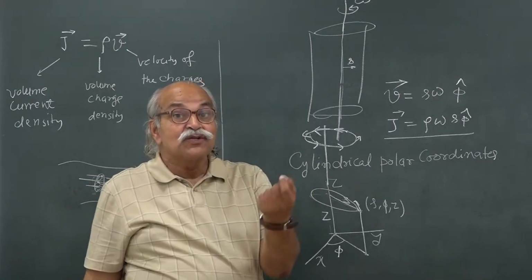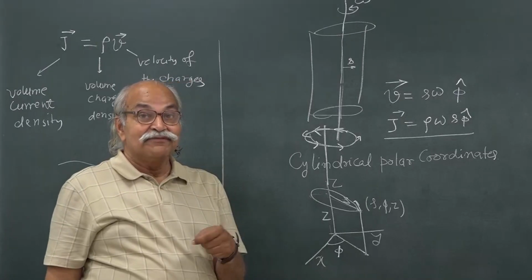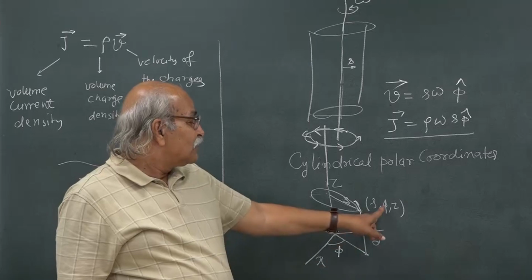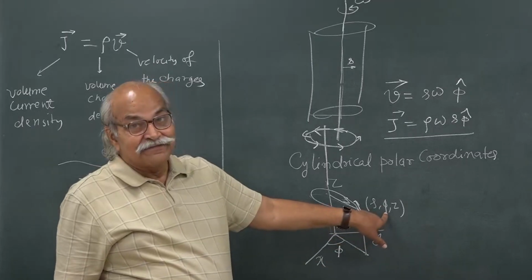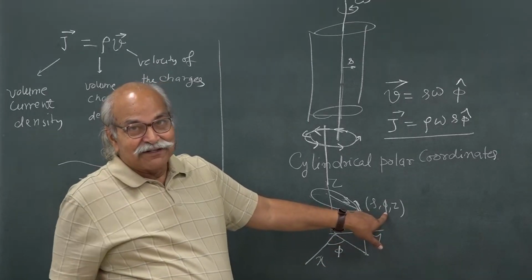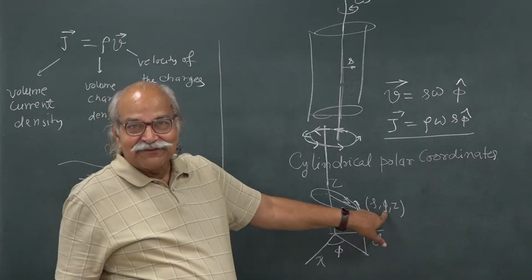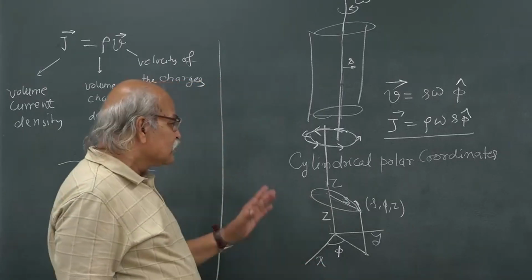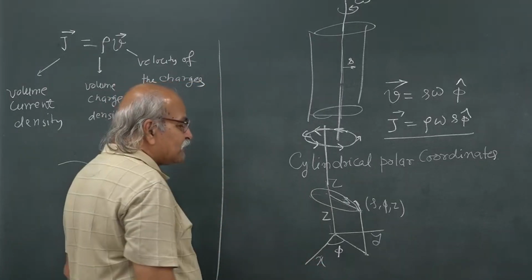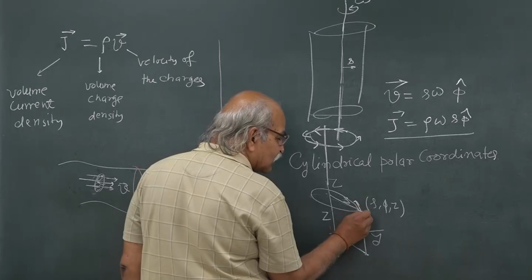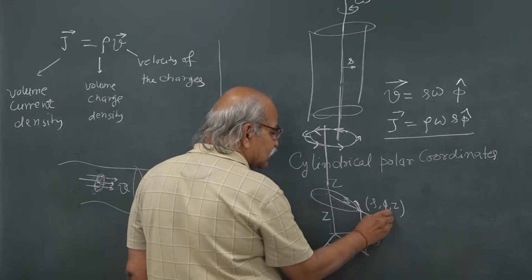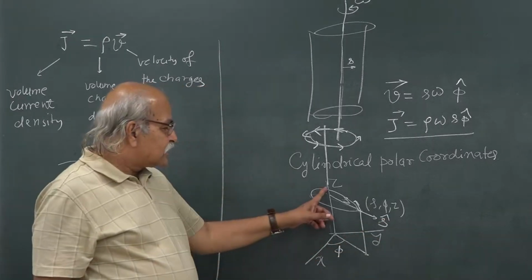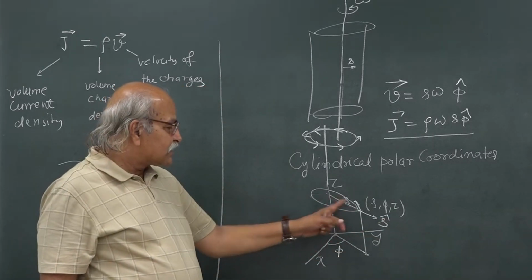So, from point to point, that phi cap direction will change. It is a unit vector corresponding to this coordinate, but that unit vector will change direction as the value of phi changes and it rotates. So, that is one. And similarly, you can define the S cap direction, the direction in which S increases.